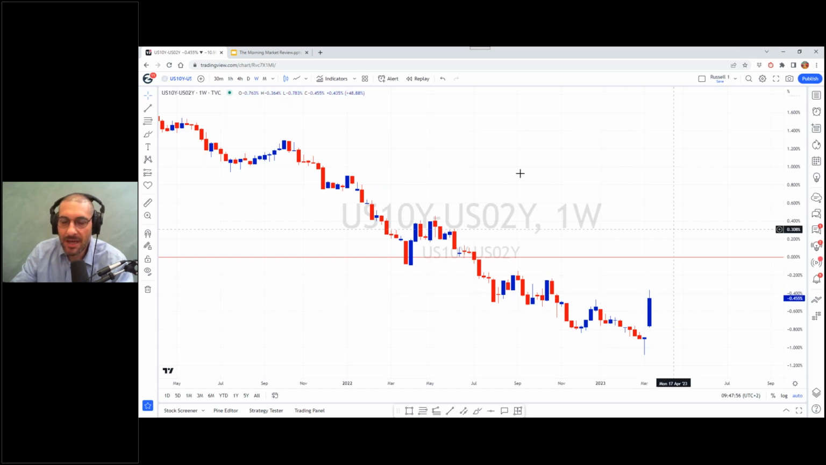It means that the 2-year is starting to come down relative to the 10-year, and if that's the case, then we are closer to the apex in that hiking cycle than we've previously thought, much closer to the apex than we previously thought.